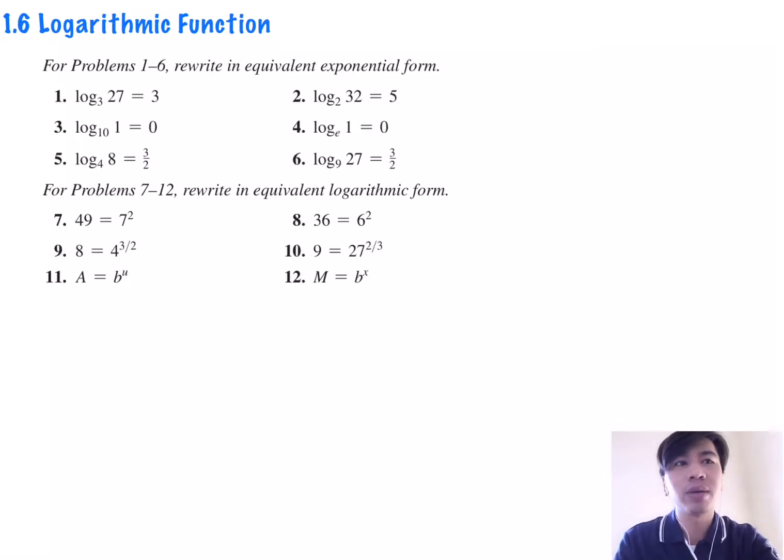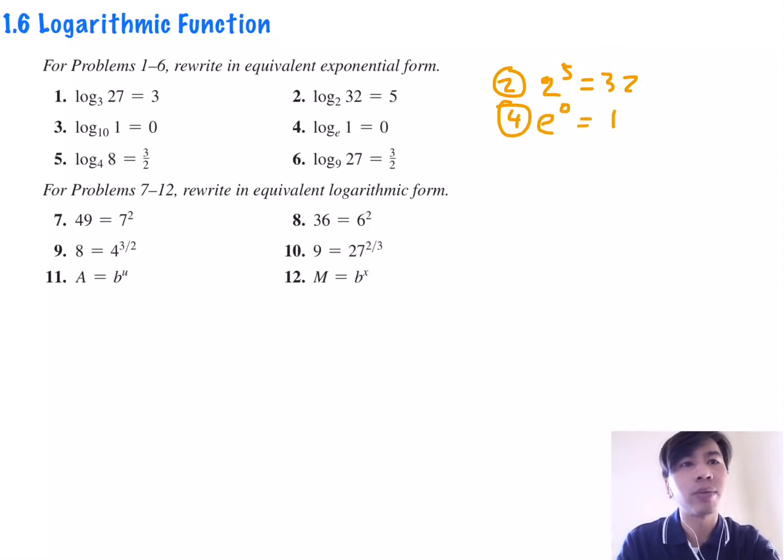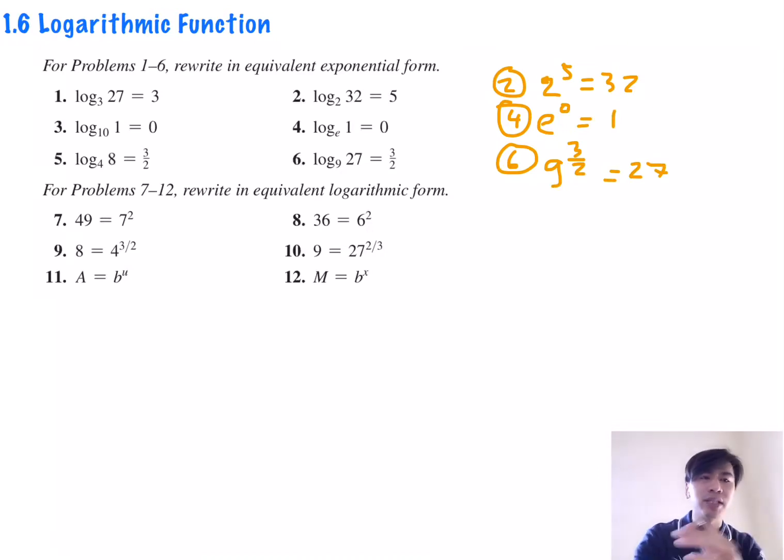So let's try to do some numbers. Number 1 until 12 is actually a process of changing the exponential to logarithmic or logarithmic to exponential. Like number 1 to 6, you are asked to change it to the exponential form from the logarithmic form. If I do number 2, then I will have 2 to the power of 5 equals 32. Number 4, then it will be e to the power of 0 equals 1. So number 6, that will be 9 to the power of 3 over 2 equals 27.